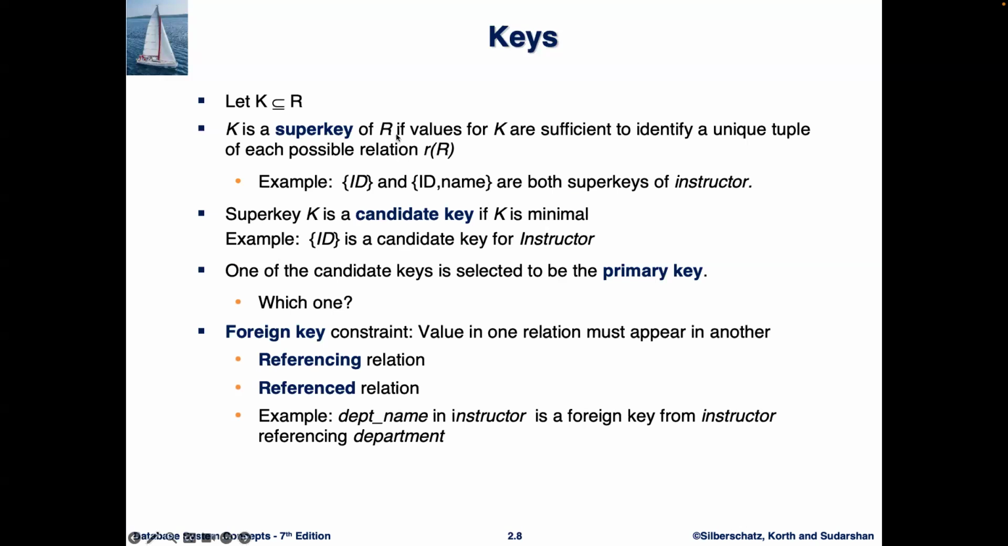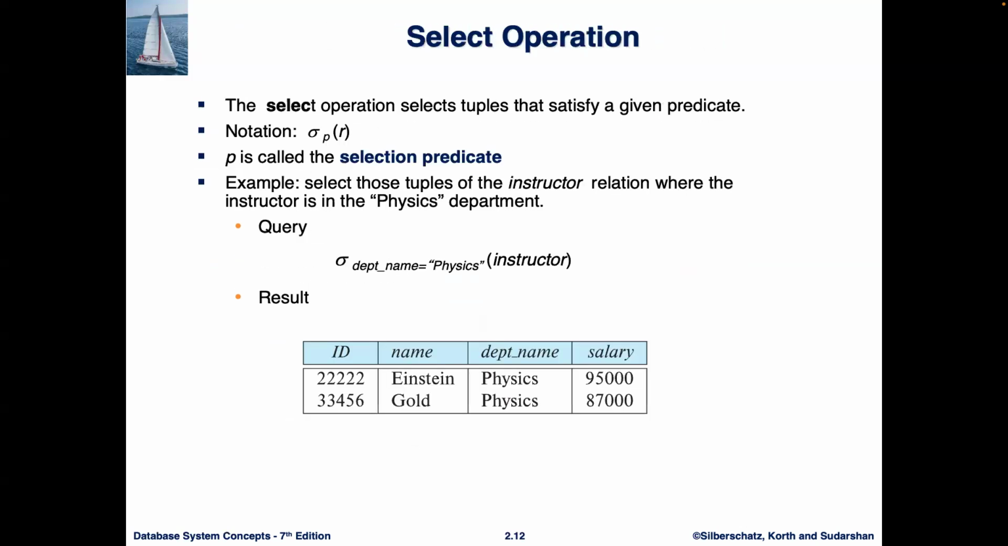Instance is, at any given time, what data the table holds. Capital R, or relation, is basically the definition of the table, like what kind of attributes we have in the table. And small r, that instance, is at any given time what data that table holds. So in the select operation, we select only at a given instance. Right now in the instructor table, select based on some condition. P is called the selection predicate. P is basically the condition based on which we do the selection.